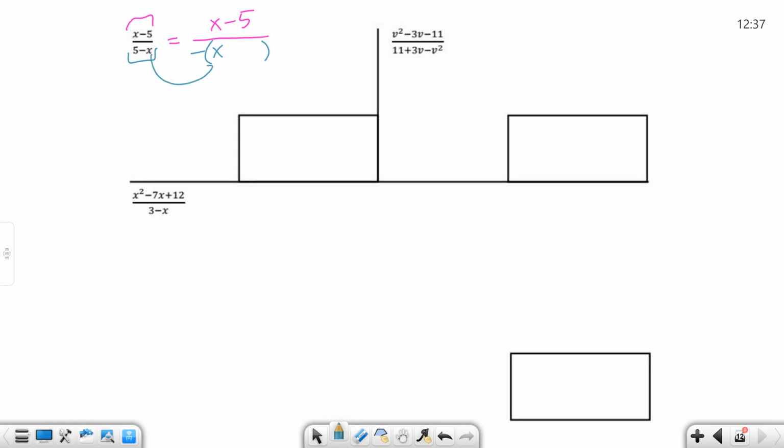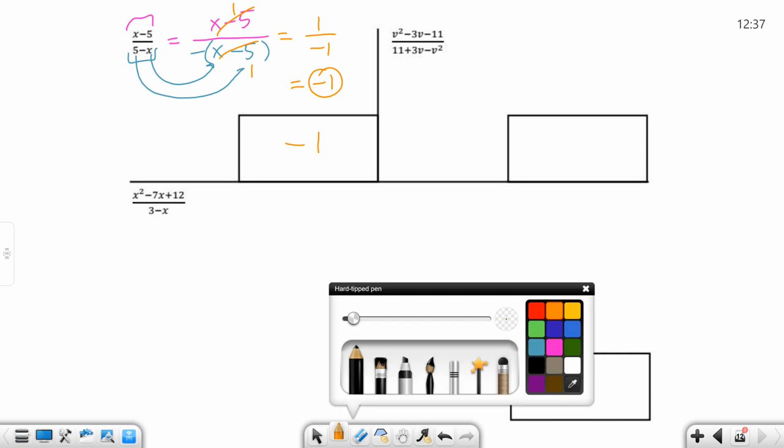So negative, if I do that, what kind of x do I now have? Positive. I'm going to rearrange the order. I'm going to put this one here. And what kind of 5 if I take a negative out? It's minus 5. Now that's nice because look what happens. x minus 5 divides out and they become 1s, and I get 1 over negative 1, which is just negative 1.